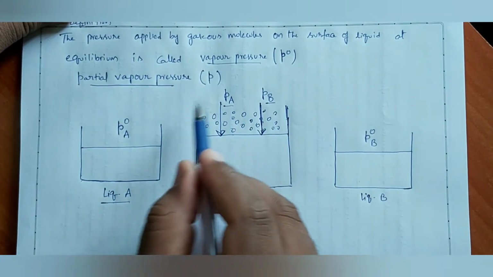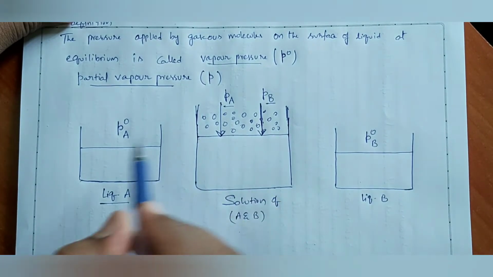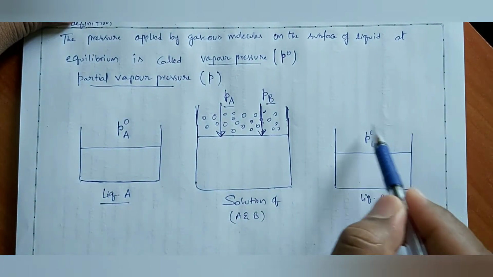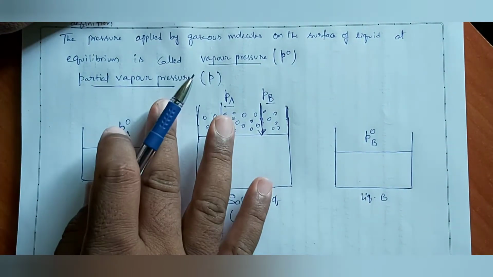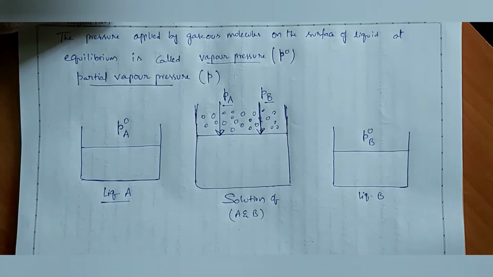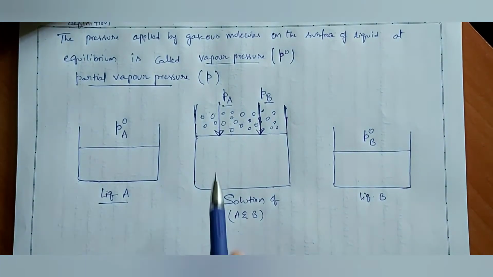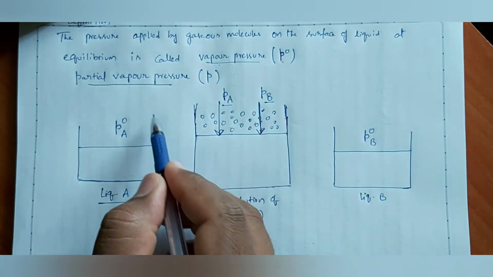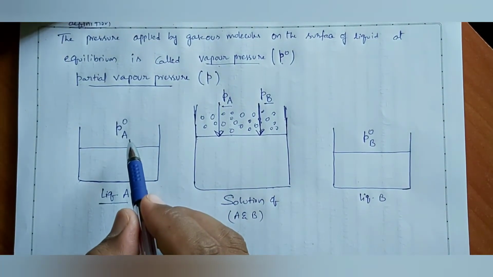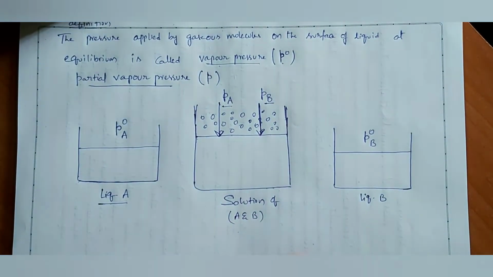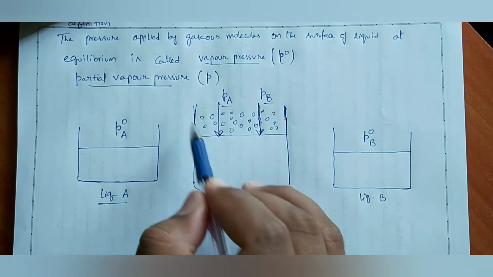This type of condition we take when two or more gases are present. When we take purely only one gas, we call it vapor pressure. That is the difference between vapor pressure and partial vapor pressure. Vapor pressure is represented by P naught, which is exactly for only one single component. Suppose you take only liquid A or liquid B, then they have individual components. But if you take a solution, those components are present in the gas state also.